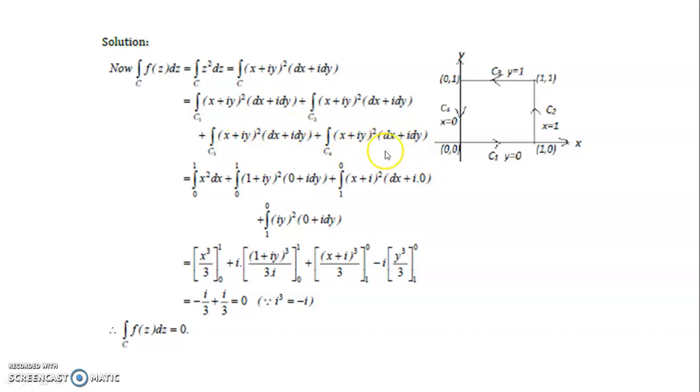And then similarly, x is 0 since it is on the y-axis, and dx is also 0, so that ultimately only iy whole square remains. Then ultimately you can simplify this integral, and you get 0 as the result, so this Cauchy integral theorem is verified.